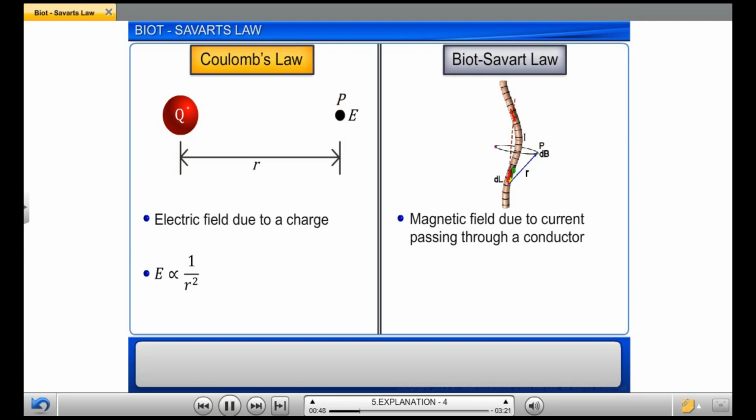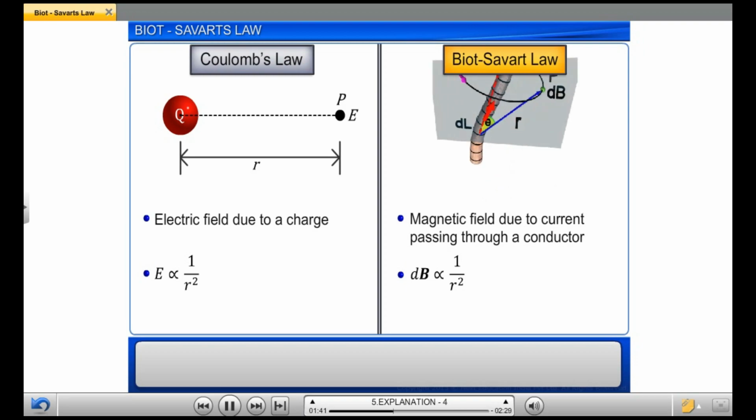On the other hand, according to Biot-Savart law, the magnetic field due to an infinitesimal element of the current-carrying conductor is inversely proportional to the square of the distance between the element of the conductor and point P. According to Coulomb's law, the electric field at point P acts along the displacement vector joining the charge and point P. That is, the electric field acts along the line joining the charge and point P. But, according to Biot-Savart law, the magnetic field at point P acts perpendicular to the plane containing vectors dl and r.